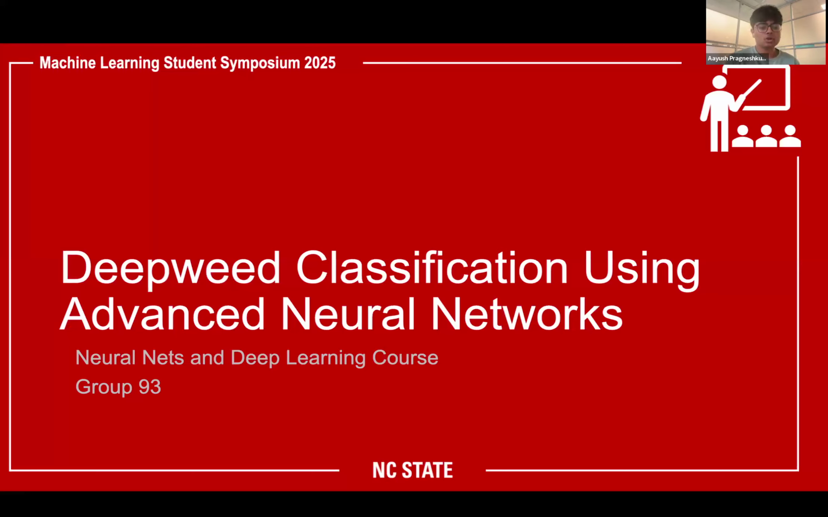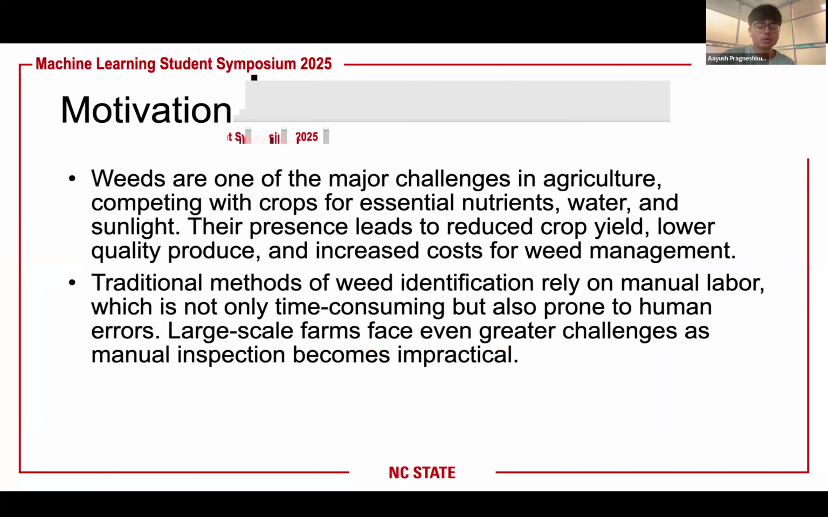Hello everyone, I'm Ayush, and today I'll be presenting our work on Deepweed classification using advanced neural networks. Our group number is 93.